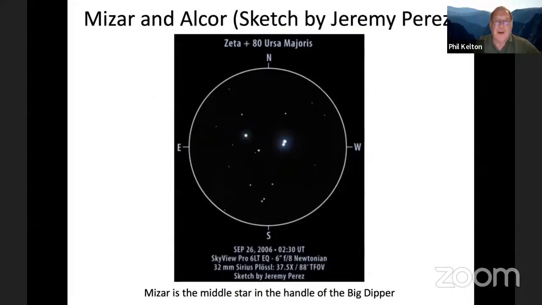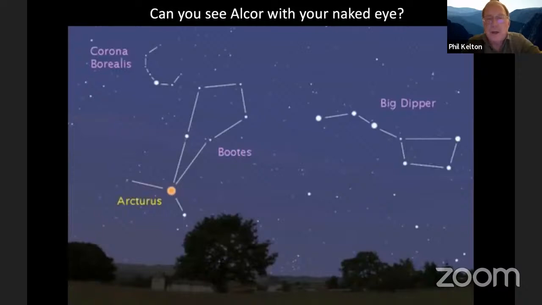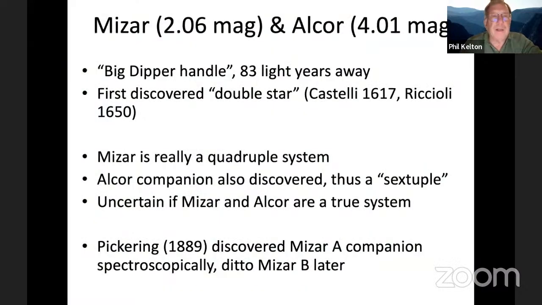All right, so let's move on. Mizar and Alcor, of course, are commonly observed since Mizar is such a nice double. This is just a sketch from a guy named Jeremy Perez, and we've all seen Mizar and Alcor, the handle of the Big Dipper. Here's our diagram again with the Big Dipper, the middle star in the Big Dipper. So it's easy to find.